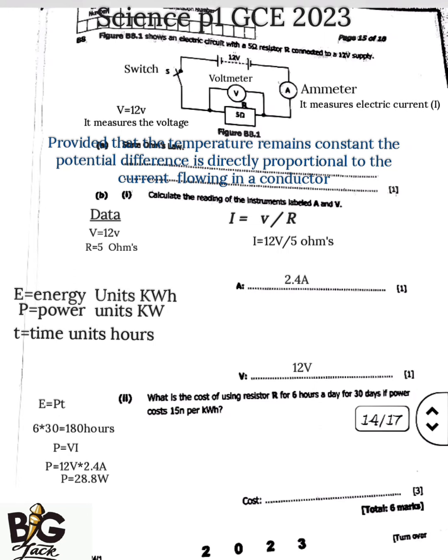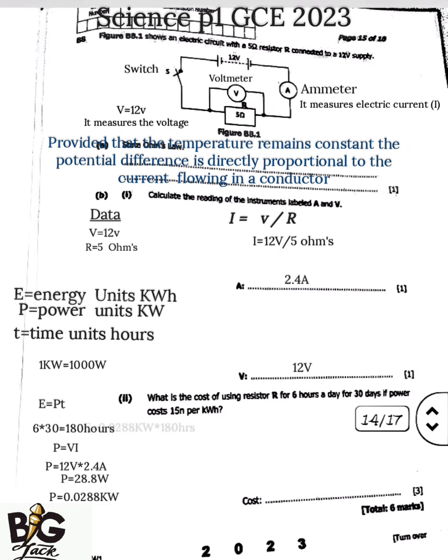So our final power is going to be 28.8 watts. Power should be measured in kilowatts when you are calculating the cost of electricity, or when you are finding energy. 1 kilowatt is equal to 1000 watts. So if I want to convert this 28.8 watts into kilowatts, I divide it by 1000. Then my power is going to be 0.0288 kilowatts.